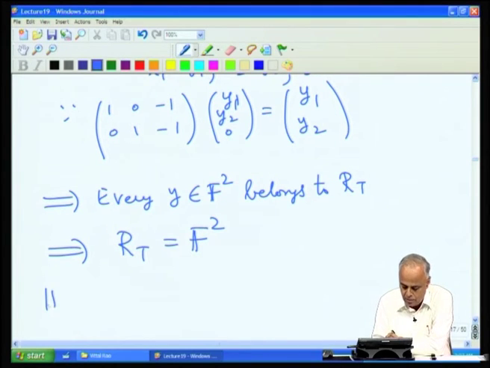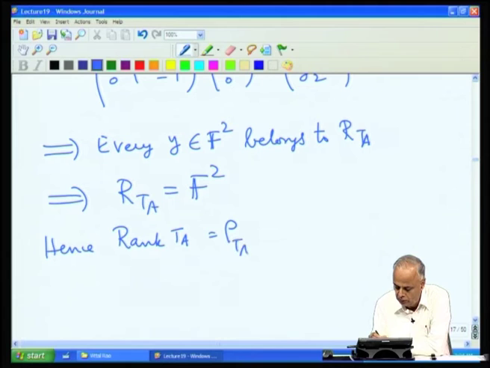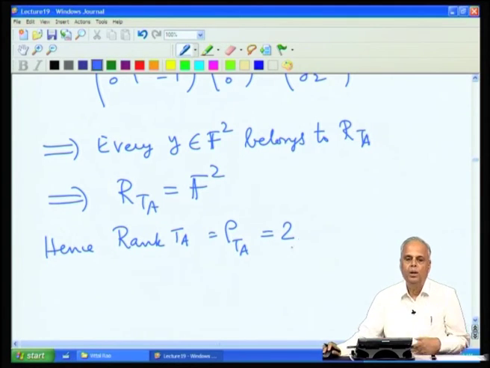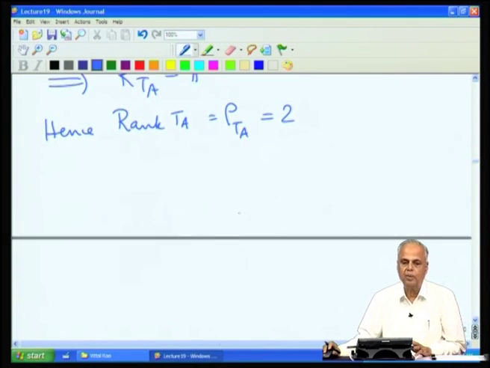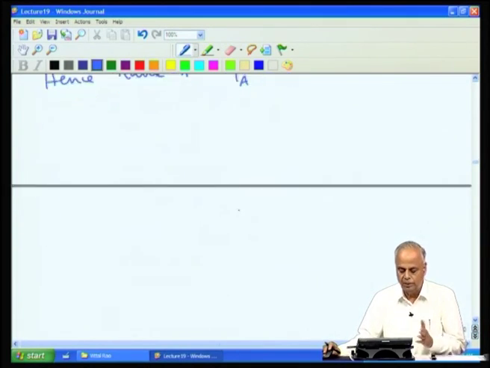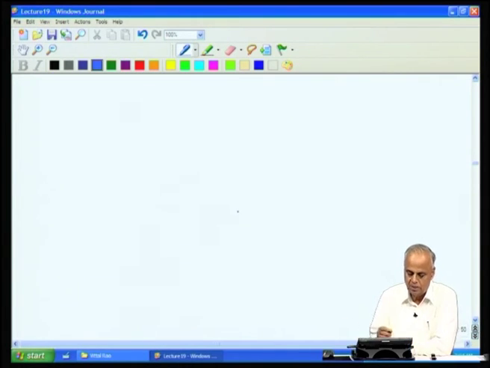And hence, for T_A, the rank of T_A, which is rho of T_A, is 2. So, thus we have a very simple example of a linear transformation from F3 to F2, for which we have found the null space and the range. Let us now look at another example.